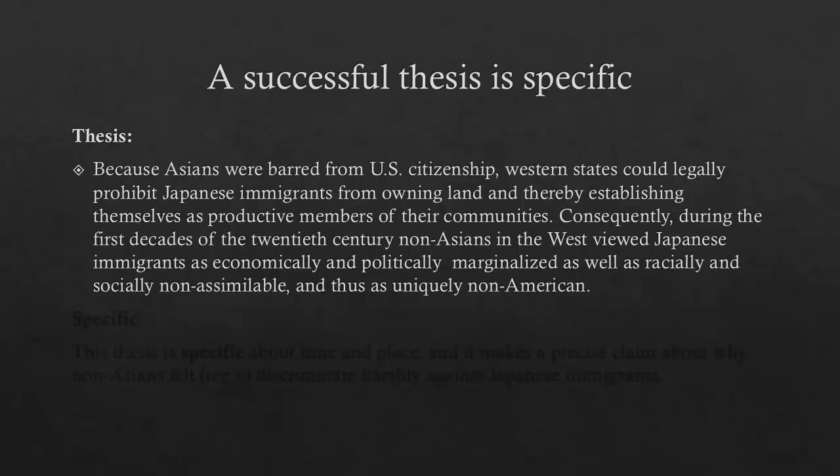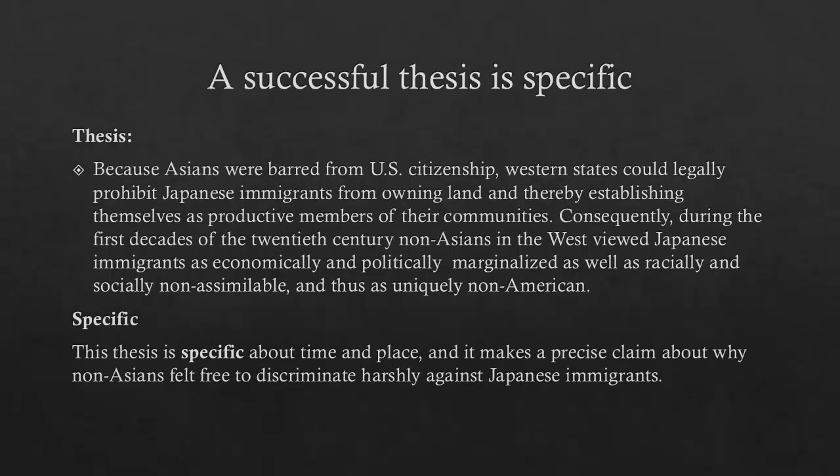Because Asians were barred from U.S. citizenship, Western states could legally prohibit Japanese immigrants from owning land and thereby establishing themselves as productive members of their communities. Consequently, during the first decades of the 20th century, non-Asians in the West viewed Japanese immigrants as economically and politically marginalized, as well as racially and socially non-assimilable, and thus as uniquely non-American. This thesis is specific about time and place, and it makes a precise claim about why non-Asians felt free to discriminate harshly against Japanese immigrants.